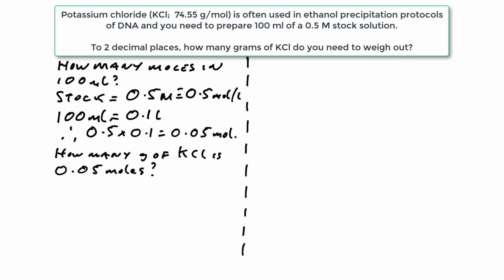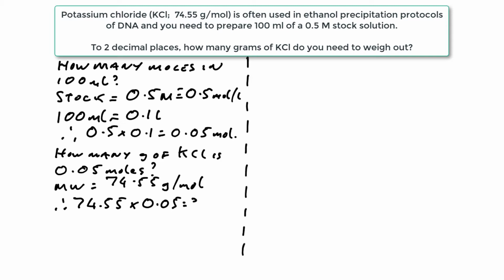We know that 1 mole of potassium chloride weighs 74.55 grams. That is the molecular weight of potassium chloride. So we can say the molecular weight is equal to 74.55 grams. And of that we need 0.05 moles. So we just take the 74.55 and multiply it by 0.05 moles, and this gives us a value of 3.7275 grams.